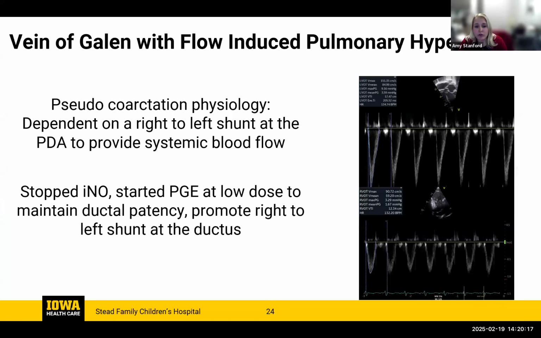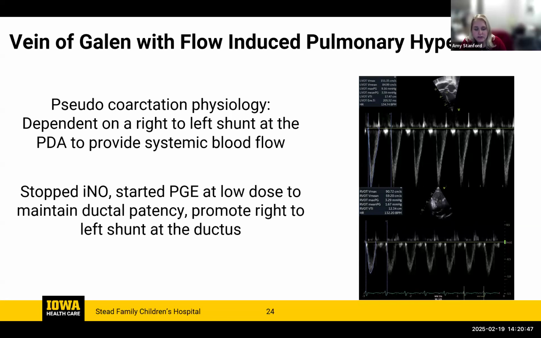A T&E was then performed on this patient when they got worse, and the echo demonstrated hallmarks of flow-driven pulmonary hypertension from the vein of Galen with a pseudo-coarctation physiology, as evidenced by high cardiac outputs seen on the right. The team stopped the nitric, started prostaglandins at the lowest possible dose, though, in order to maintain ductal patency but to avoid additional pulmonary vasodilation, and the teams used strategies to promote a right to left shunt at the PDA.